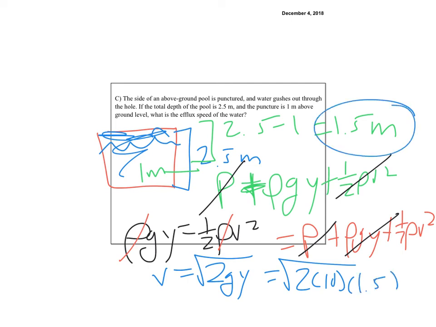Pull out my trusty calculator, and we do 20 times 1.5, and really 20 times 1.5 is 30. Do that again, just to make sure. 20 times 1.5, yeah, it's 30. All right, and then we're going to take the square root, which is 5.4. So it's like 5.5 or so, 5.5 meters per second. Done.